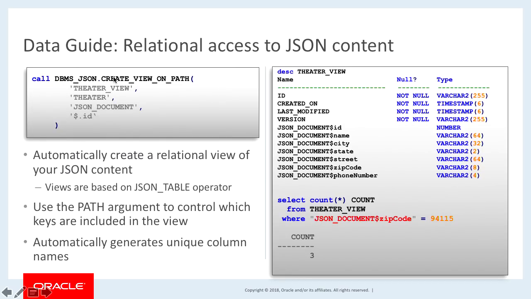And using the JSON data guide, once it's created, you can leverage the new DBMS JSON package to create relational views automatically based on the JSON data guide. All you need to do is tell it the starting point. In this case, the path is $ID. And then from that point down, it creates a relational view so that you can start to query it using standard SQL automatically, which is great. And you can see an example of that here.